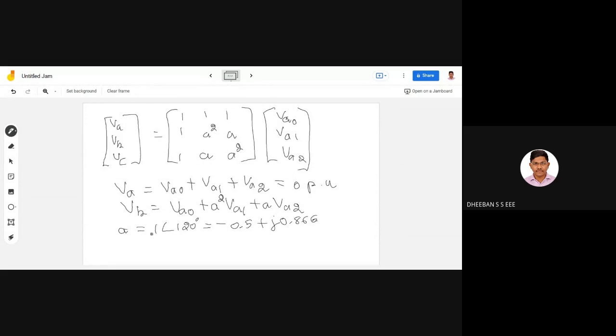But it is easy and simple to calculate. If you are raising this to e power j120 degree, and then putting your cos and sine values, you'll be getting this equation. Okay. So I have dealt with that in lecture 1 itself of this particular unit. You can just see through it. And then after that, A square is nothing but 1 at an angle of 240 degree.